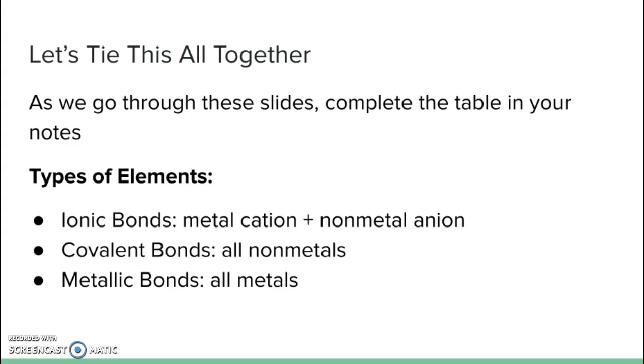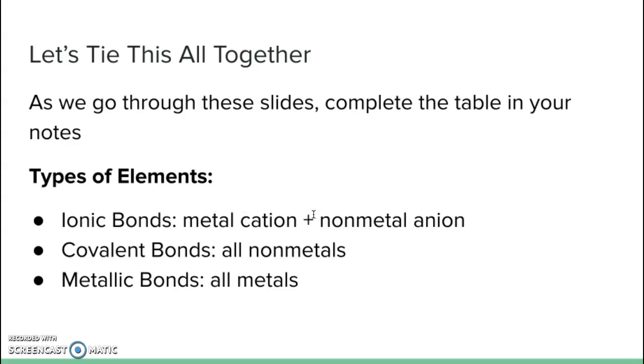As we go through these slides in your notes, you have a table. In each table, each thing has a heading and then the type of bond. So we're going to be filling in this information here, right? So for the types of elements, that just means what each bond is made up of. So I have ionic bonds, which we know are made up of metal cations and non-metal anions. Covalent bonds are all nonmetals. Metallic bonds are all metals, okay?